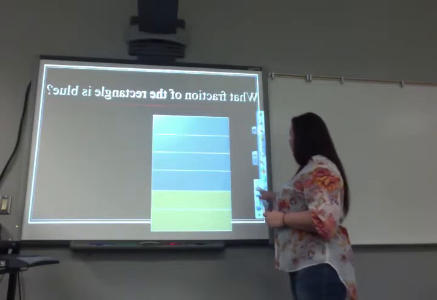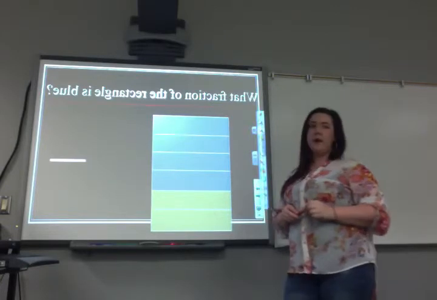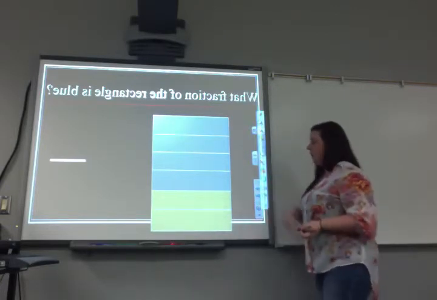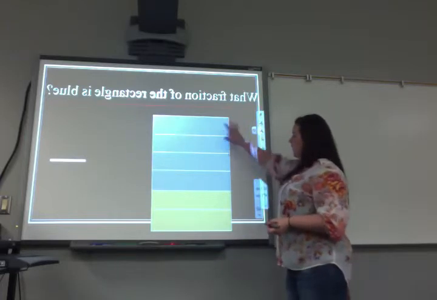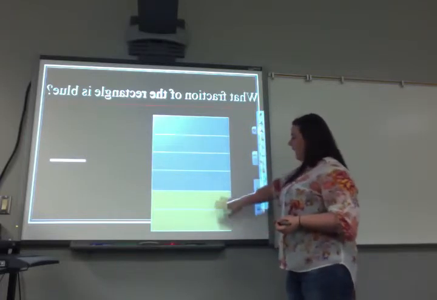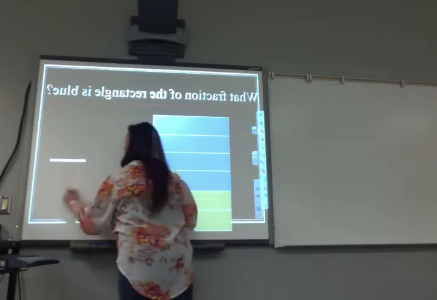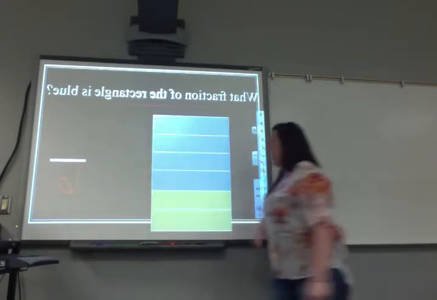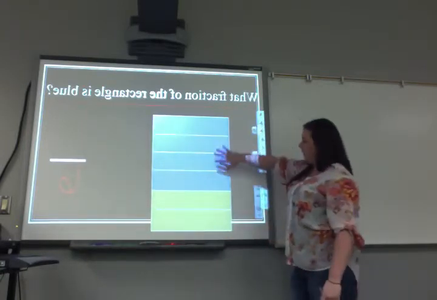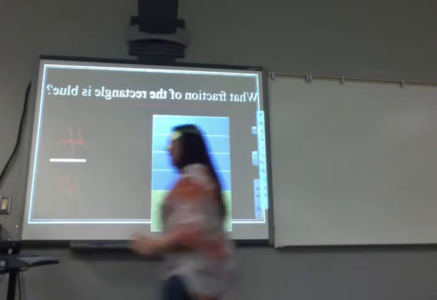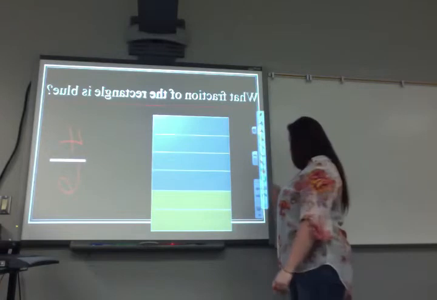Okay, so now what fraction of the rectangle is blue? Again, we're going to start with counting all of the parts total. So there's 1, 2, 3, 4, 5, 6. That's going to be our denominator. And then how many are blue? 1, 2, 3, 4. 4 are blue, so that's our numerator. So this fraction is 4/6.